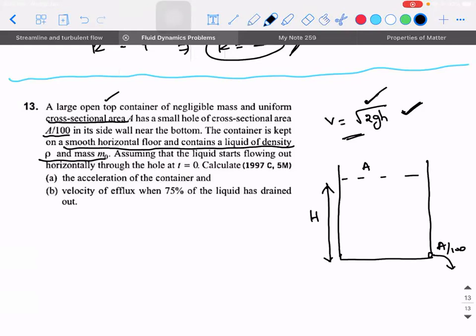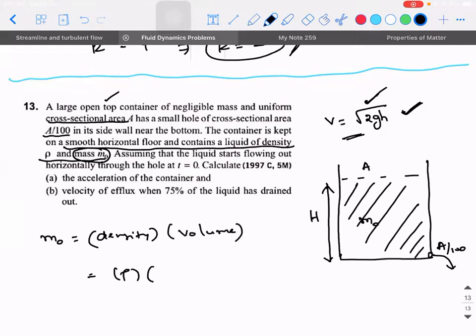So here, unlike other problems, there is an important part that is given: a container that contains a liquid of density rho and mass m naught. Means the total mass of the liquid present inside is m naught. So how can I write m naught in terms of density and volume? Density into volume. Density is rho. So what is the volume of the liquid present in terms of area of cross section A?